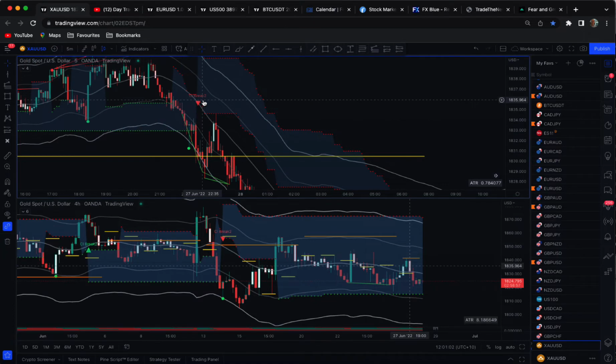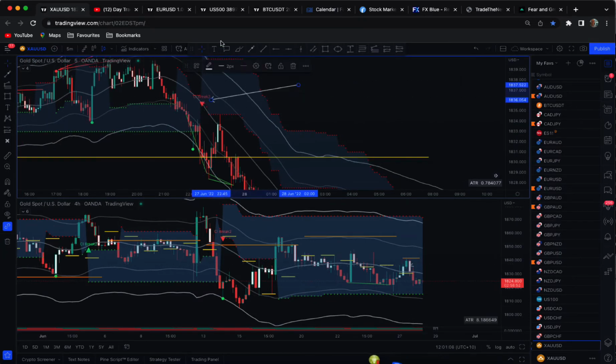So there's your breakout signal right here. Bearish breakout. We're looking for the range that it broke out from, which was just here. The pullback retest. Okay, so that's your trade.